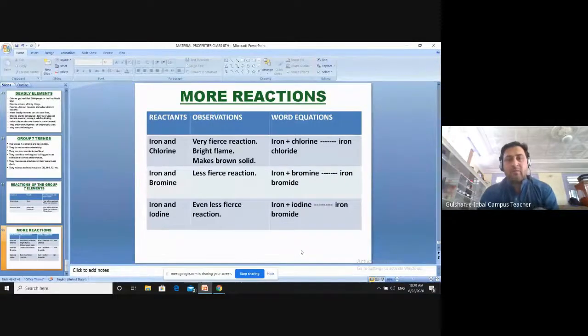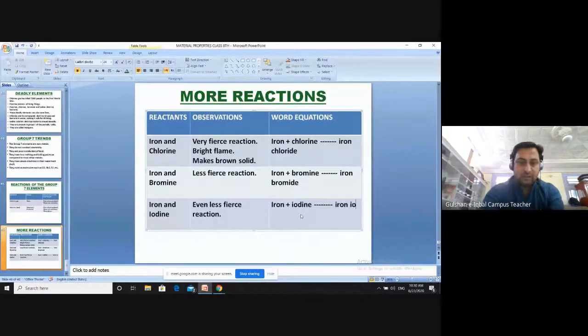Then we have iron and bromine. The reaction between iron and bromine is a less fast reaction. You have seen that. Iron plus bromine forms iron bromide. Then we have iron plus iodine. When they react together, you can see the reaction is very slow, less fast. When iron reacted with iodine, it forms iron iodide. Sorry, not bromide, iodide. It was a mistake here. That is iodide. So these three reactions will be happening.